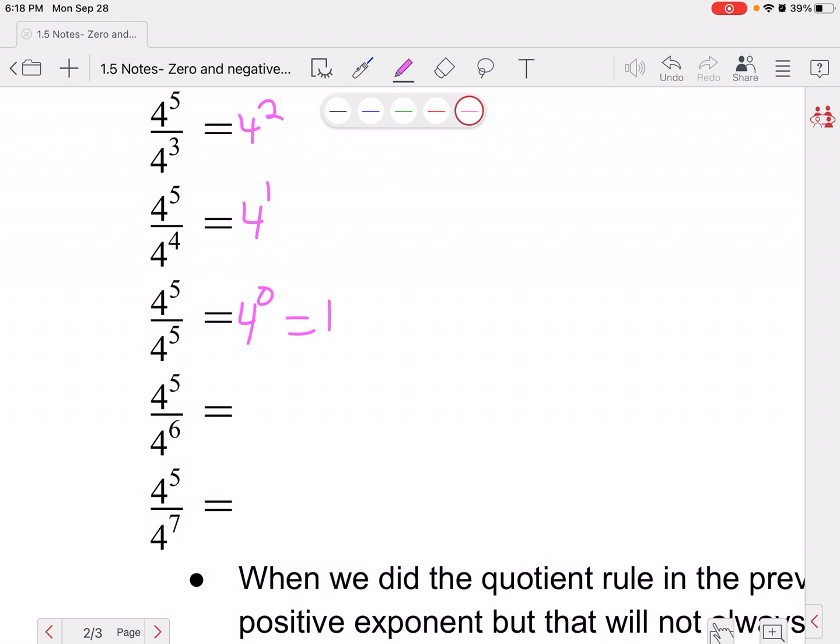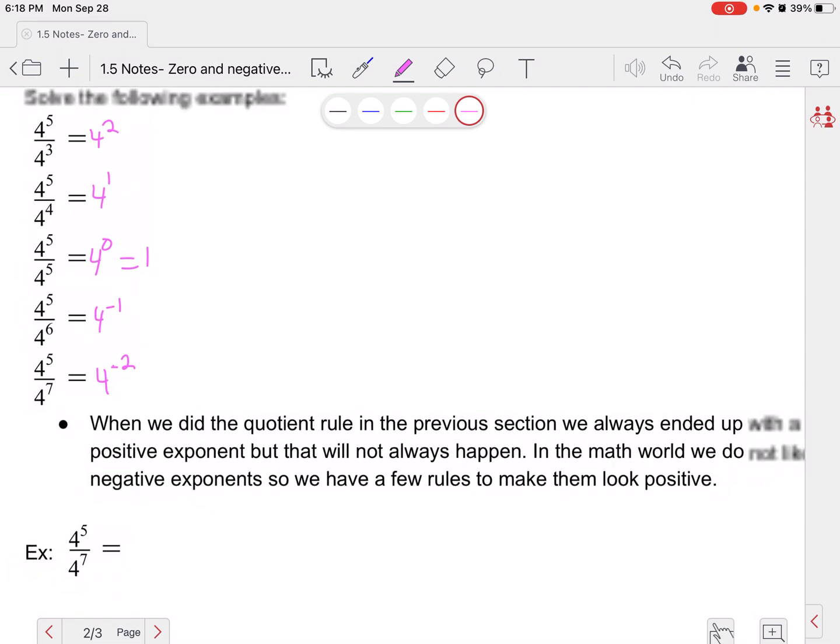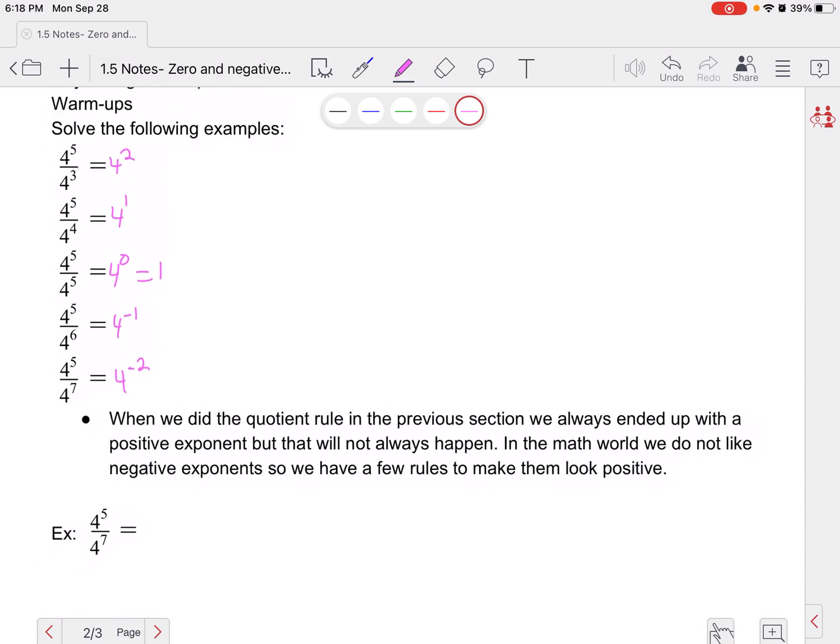Now the question is, things start to change when we have a smaller number in the bottom. So 4 to the 5th over 4 to the 6th, that would be 4 to the negative 1. And 4 to the 5th over 4 to the 7th would be 4 to the negative 2. But we do not like negative exponents, okay? In the math world, they have decided that in a final answer, they never want negative exponents, okay? So we need to change that.